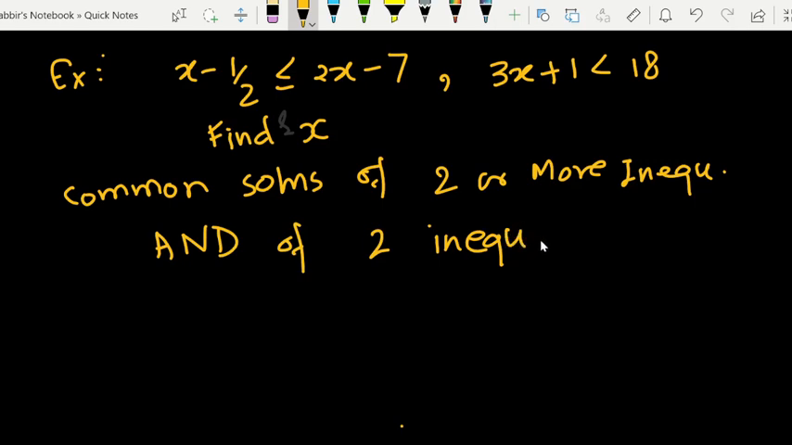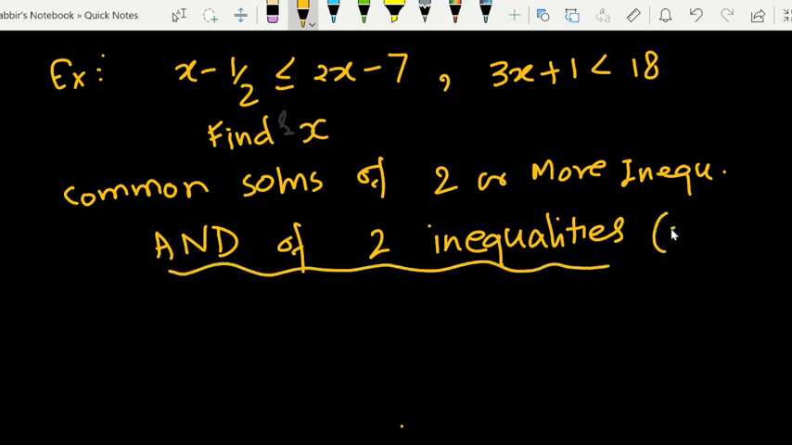It starts with two inequalities, and we can generalize it for more. So, "and" of two inequalities: this concept is what we have seen in sets, and it is basically this inverted u symbol. So "and" of two inequalities is basically the common solution of the two inequalities.